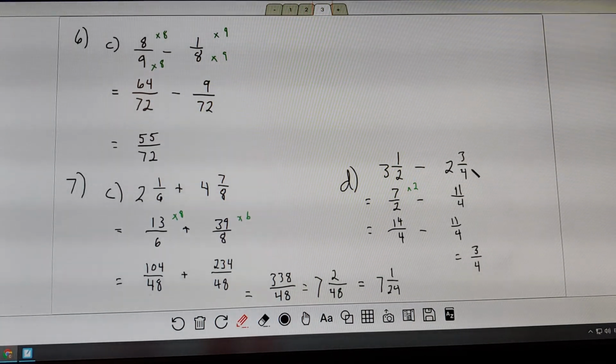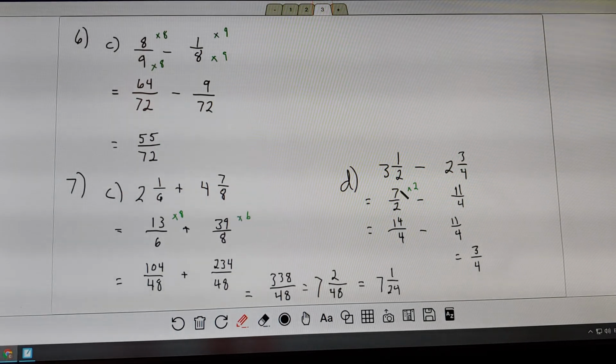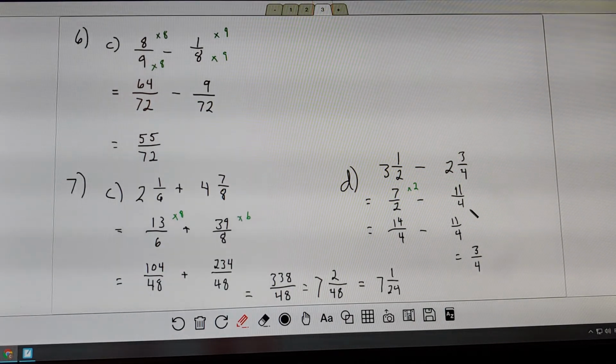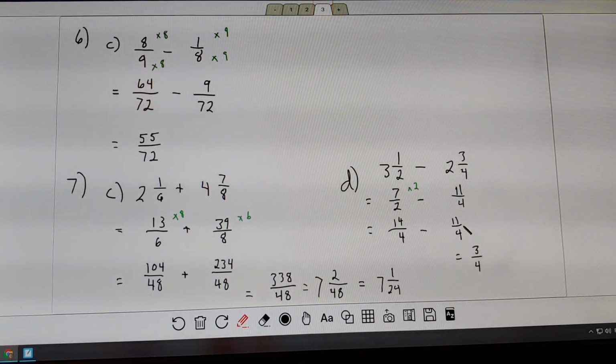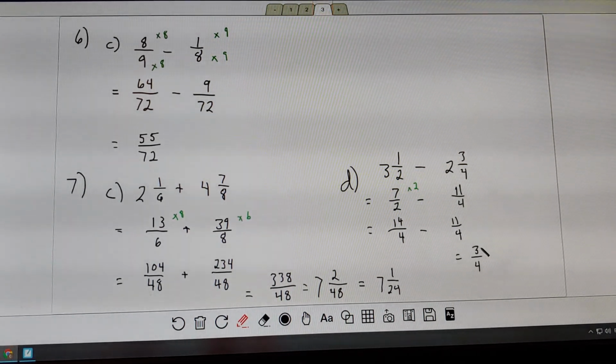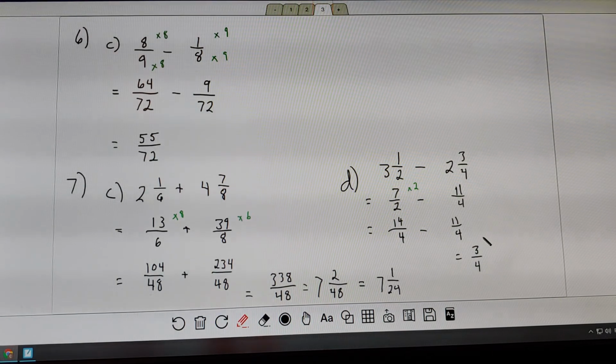D, 3.5 minus 2 3/4, same thing. Improper fraction first. 2 times 3 is 6, plus 1 is 7. 4 times 2 is 8, plus another 3 is 11. Now common denominators, I have 2 and 4. I could multiply them together, but I know that 4 is a multiple of 2, so I'm just going to change this one. So I just need to double it, so it gives me 14 over 4. So 14/4 minus 11/4 is 3/4, and we know that's lowest terms.